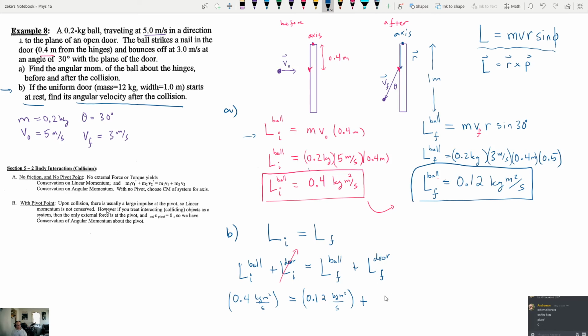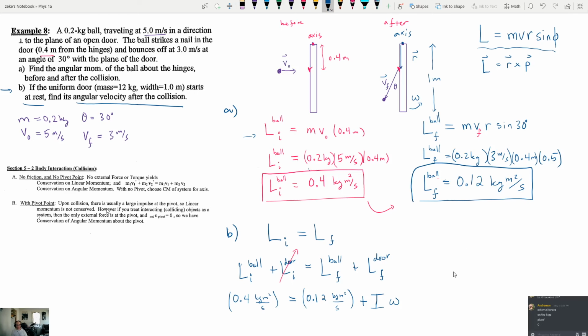For this, we're going to put the moment of inertia for the door multiplied by the final angular speed. So the idea is that now the door is going to be moving with some angular speed that we're going to call omega, and that's going to be what we're going to try to calculate. We're going to calculate what omega is here. Now, in order to do that, we need to know what the moment of inertia of the door is.